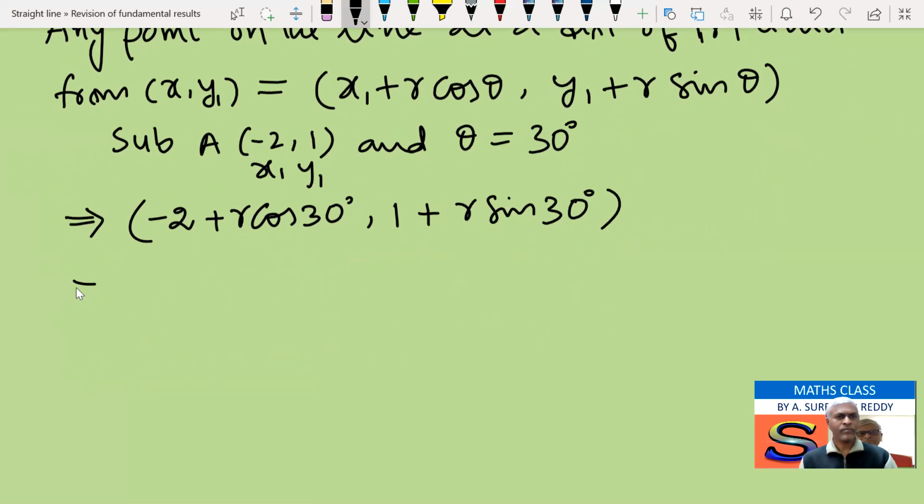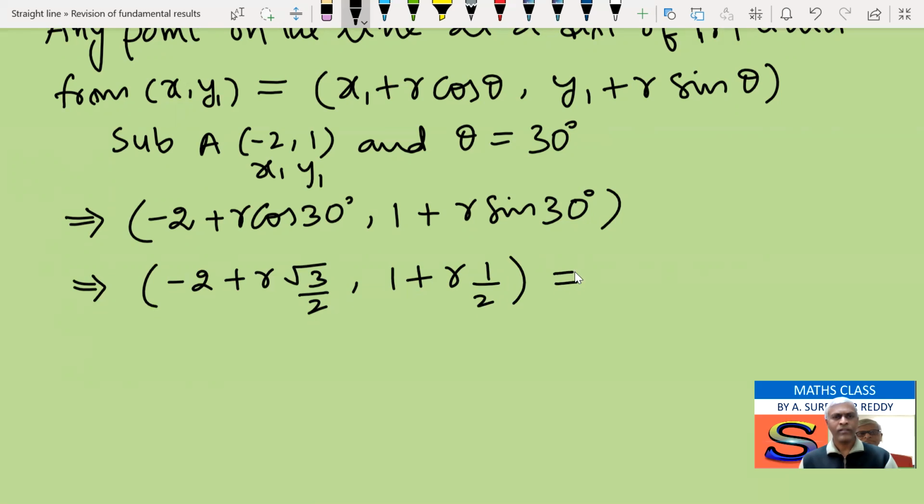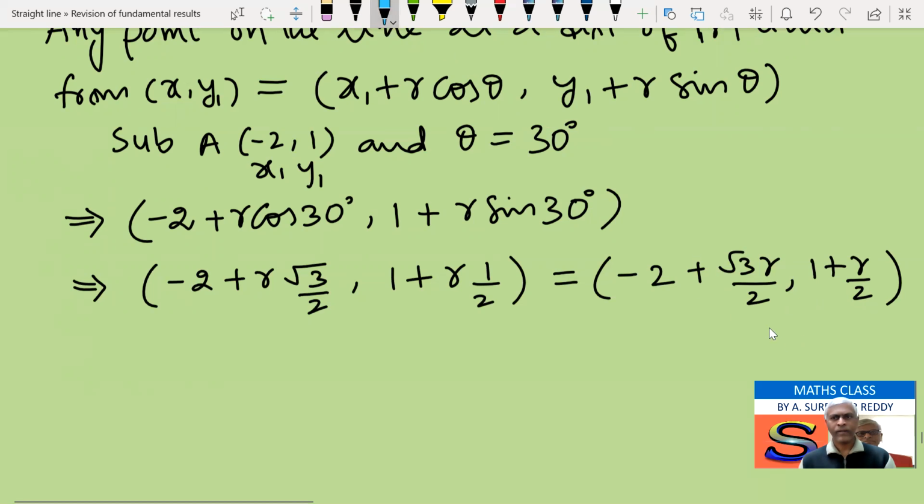So now this can be further simplified. -2 plus r, cos 30 is root 3 by 2, and sin 30 is 1 by 2. So this can be written -2 plus root 3 r by 2 as x coordinate and 1 plus r by 2 as y coordinate. Let us name it as 1.